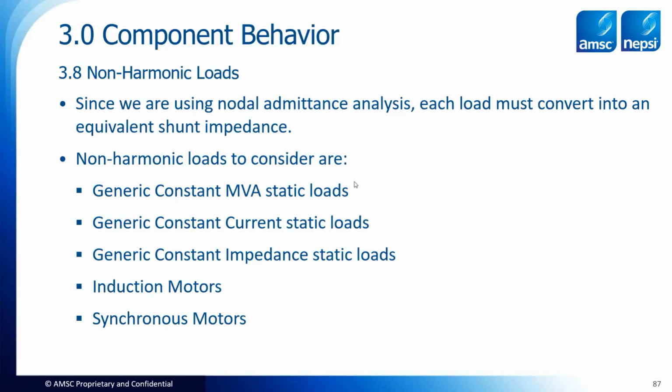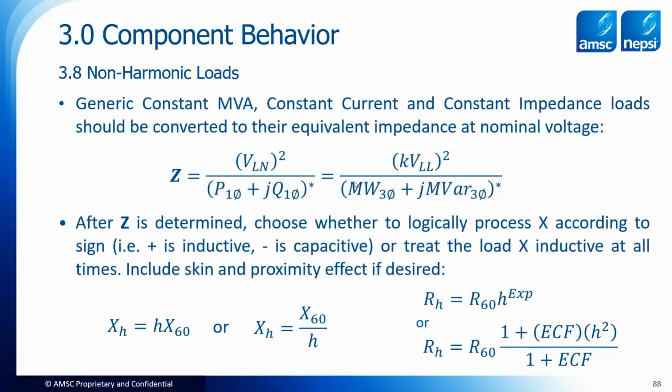So for these static load types, MVA, current, impedance, if that's how you've modeled them in your case and you don't really know any details about them, the modeling choice that most people make is to convert them into an impedance at the nominal voltage condition of the load. So you just say, here's my power, here are my VARs, and this is the nominal line voltage, and then I calculate a value of impedance.